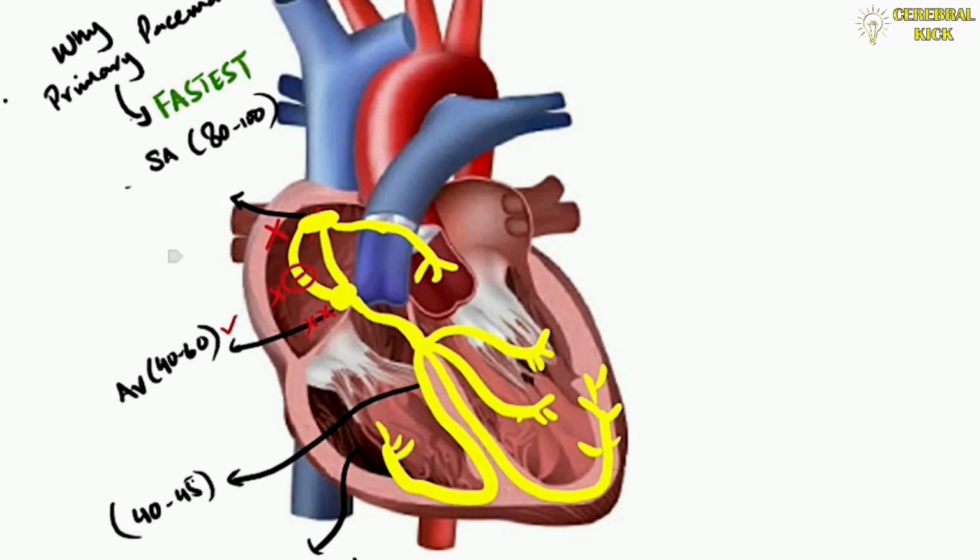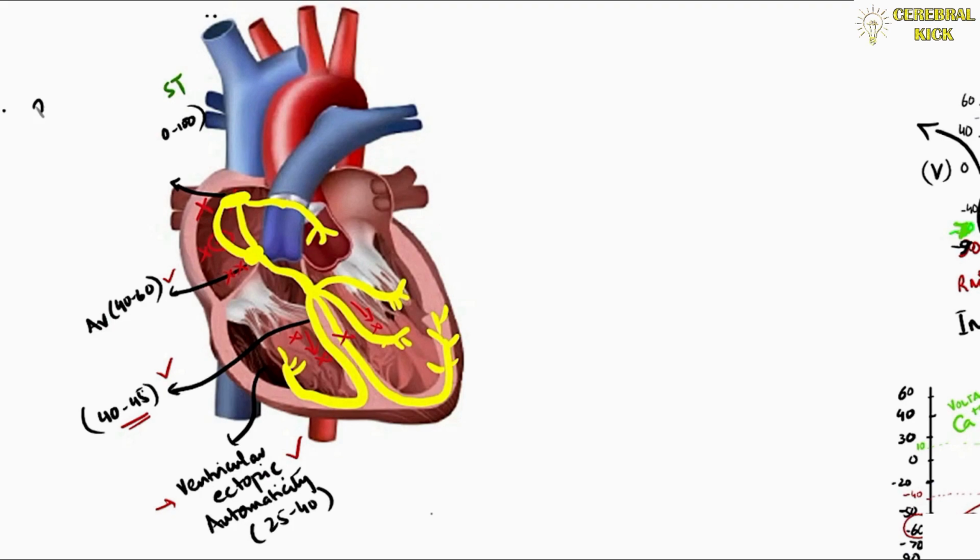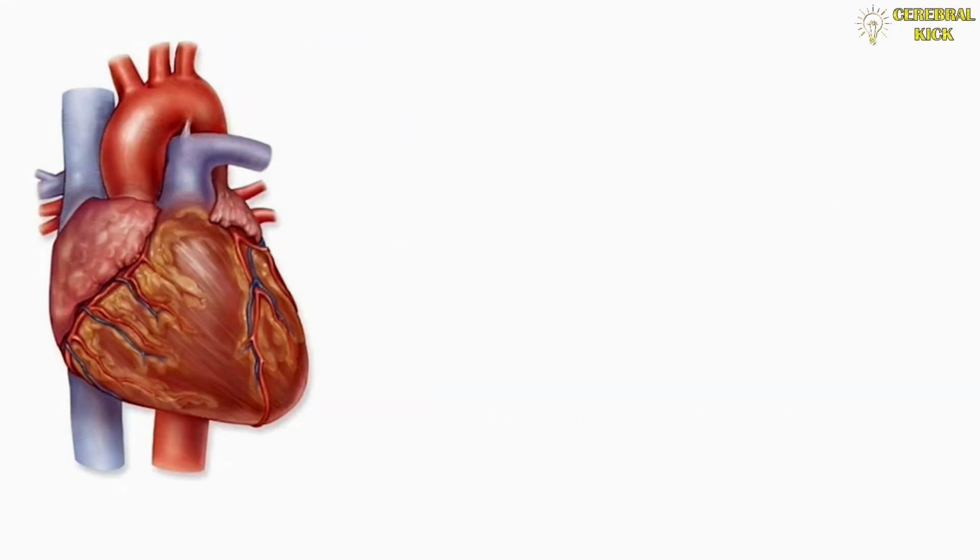If the AV node is compromised, then the ventricles would start following the bundle branches at 40 to 45 beats per minute. And if the bundle branches are compromised as well, then the ventricle would start beating at its own intrinsically driven 25 to 40 beats per minute. So this is an added safety system within the heart's conduction system. If the primary pacemaker fails, there are secondary and tertiary level pacemakers as well within the ventricles.